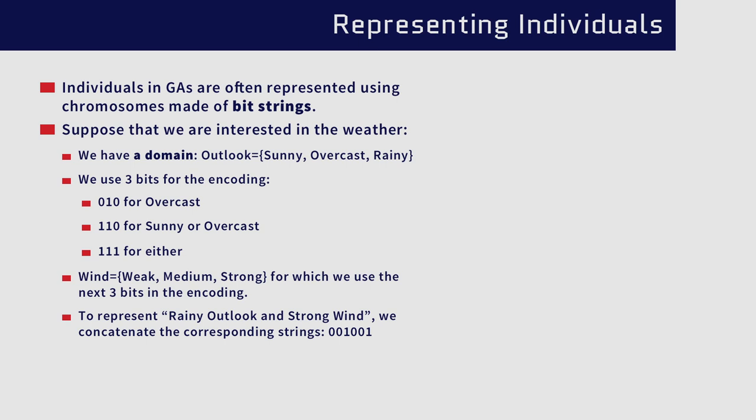Then we can consider possible wind forces as another dimension in our encoding, with the 3 values weak, medium, and strong. Again, we can use 3 bits to encode the current state. If we want to represent a rainy outlook and strong wind, we can use the concatenation of the 2 corresponding strings, in this case 001, 001.